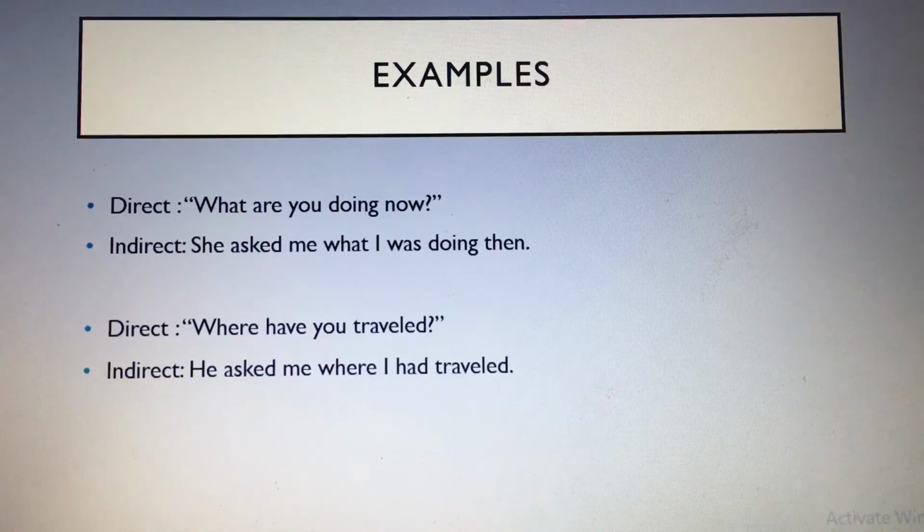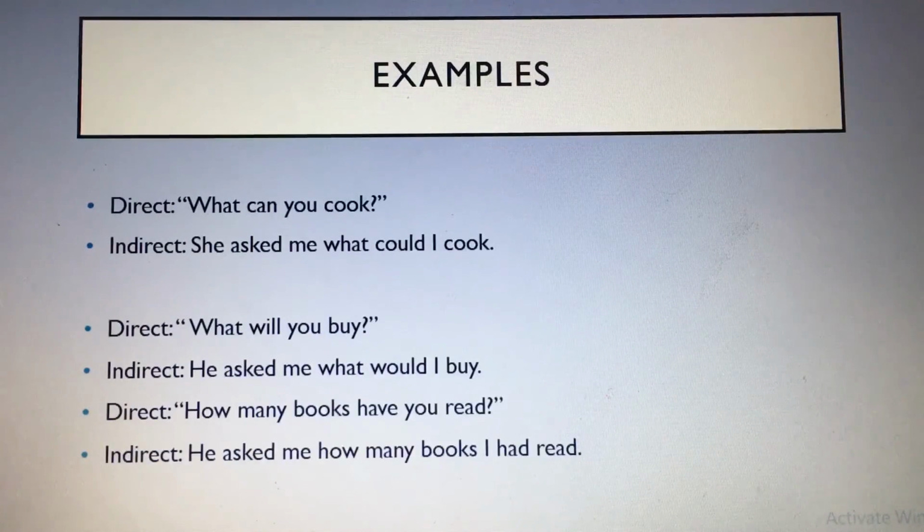What are you doing now? She asked me what I was doing then, from present continuous to past continuous. Where have you traveled? He asked me where I had traveled, from present perfect to past perfect. Examples: what can you cook? A question with can. She asked me what I could cook. What will you buy? He asked me what I would buy. So we change will to would.